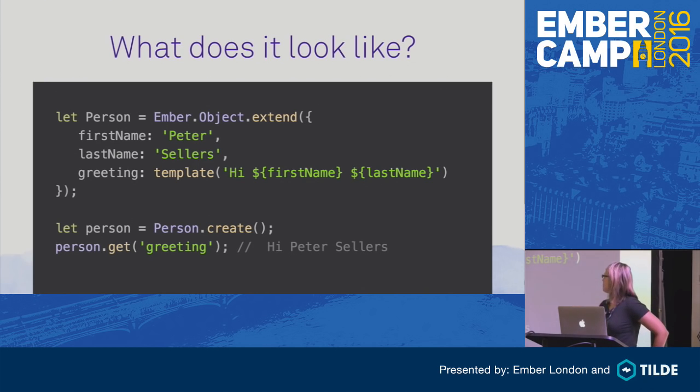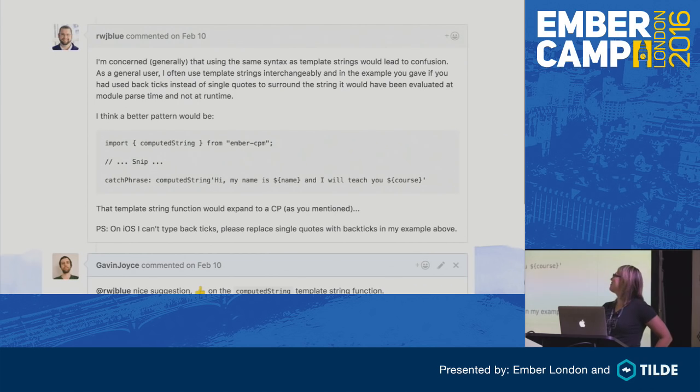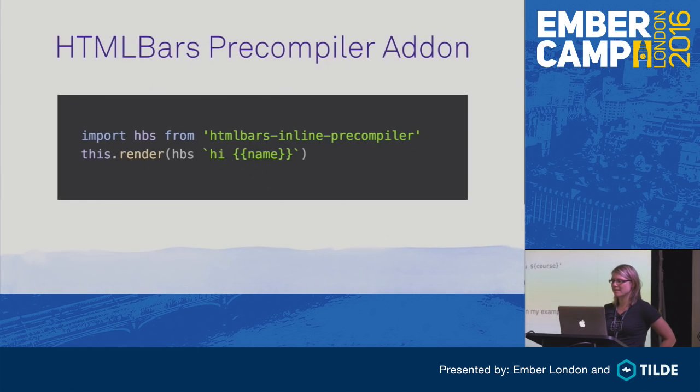So here you see, for example, the template "Hi, first name, last name" using ES 2015. Then Robert Jackson actually posted a question on that proposal saying, why are we not using tagged template strings? Because it has been done. There is actually an add-on called the HTMLBars precompiler add-on, which does exactly that.